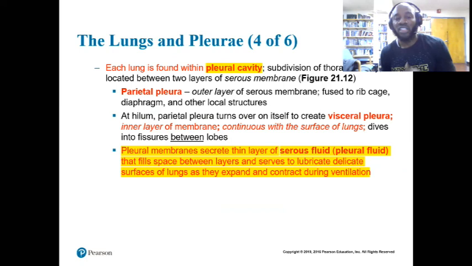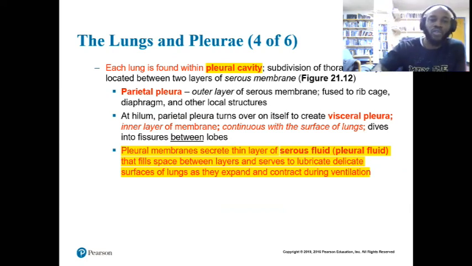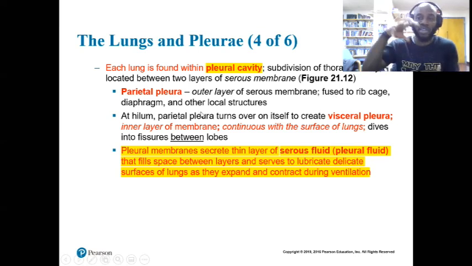Each lung is found within the pleural cavity. That's the cavity where the lungs are, which is a division of the thoracic cavity, located between 2 layers of serous membrane. You have the parietal pleura, outer layer of the serous membrane fused to the rib cage, diaphragm, and other local structures, and that's going to be very important. That helps our lungs stay connected to the rib cage and diaphragm, which allows it to be expanded so that we can breathe in and out.